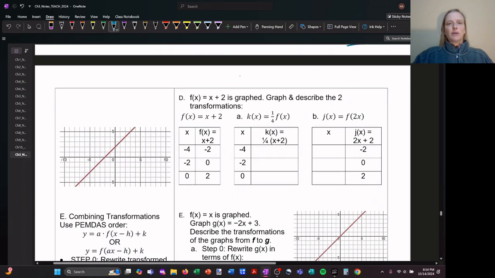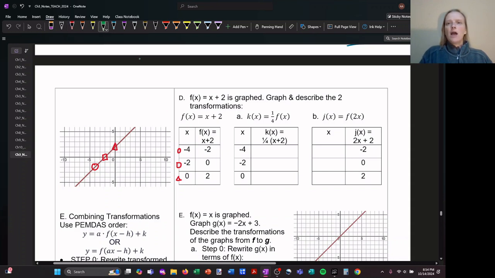Let's look at another transformation set. Here we've got a graph of f of x plus 2. And my data points, I just make some shapes up here. (-4, -2) is my circle. (-2, 0) is my square. And (0, 2) is my triangle.